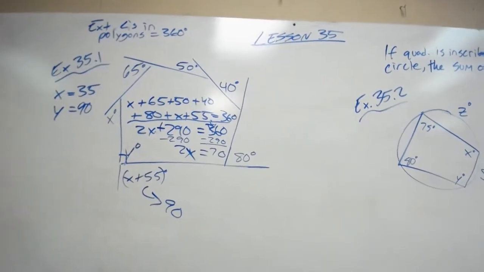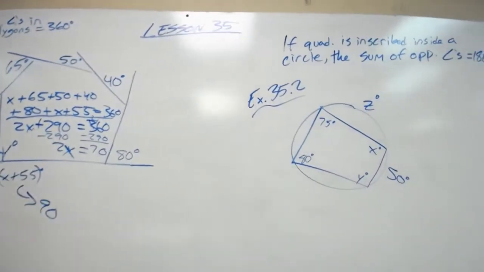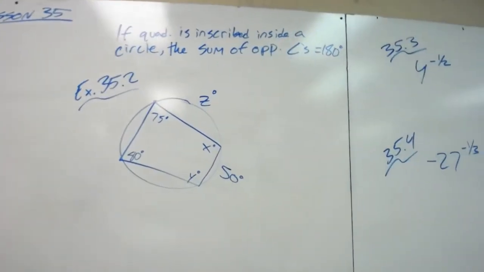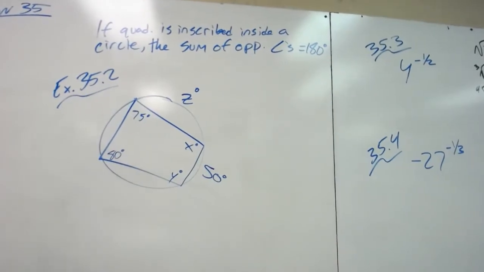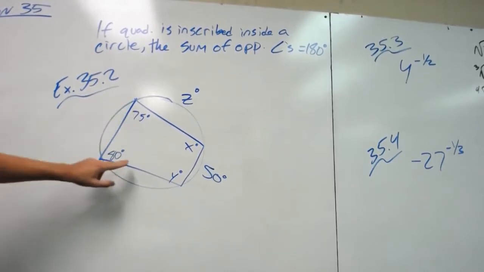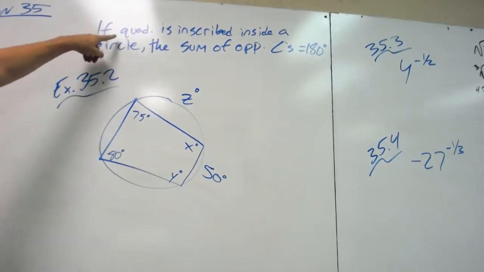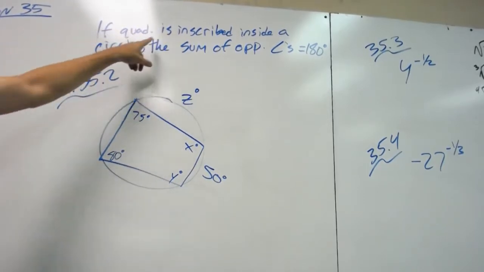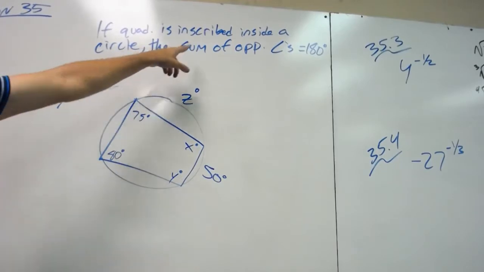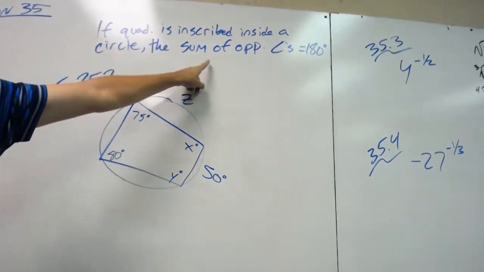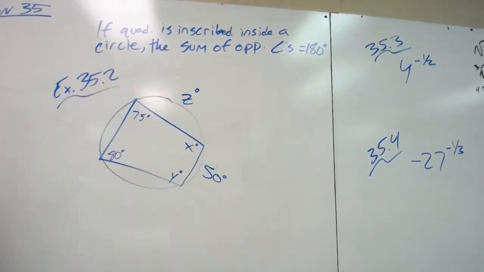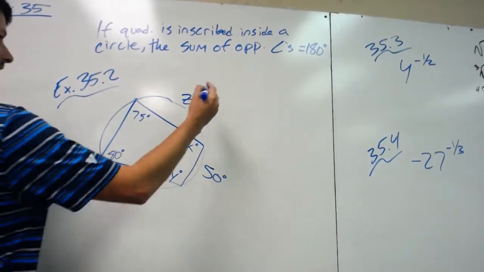Doing some shapes, looking at some geometry. Let's look at one more shape here. This is known as inscribed quadrilaterals. It's called inscribed because it is inside of the circle. This quadrilateral is. The rule for this is if a quadrilateral is inscribed inside a circle, the sum of opposite angles is 180. So what are my opposite angles here?